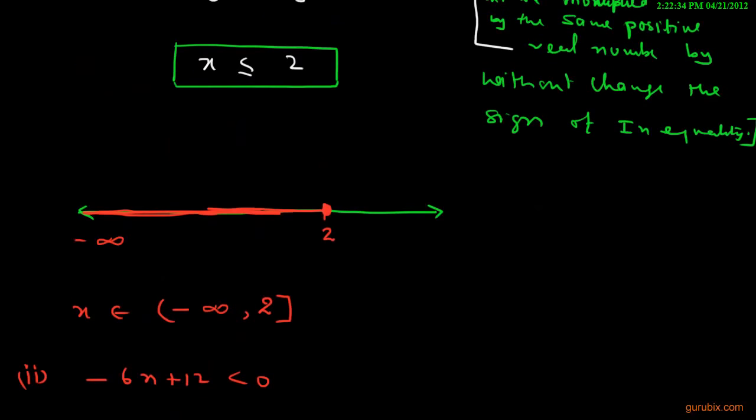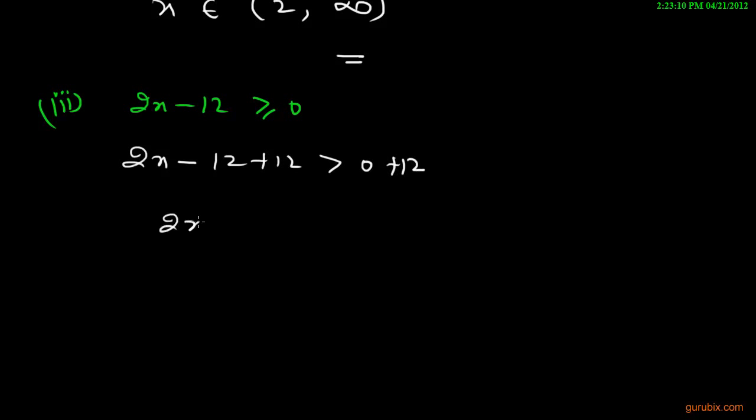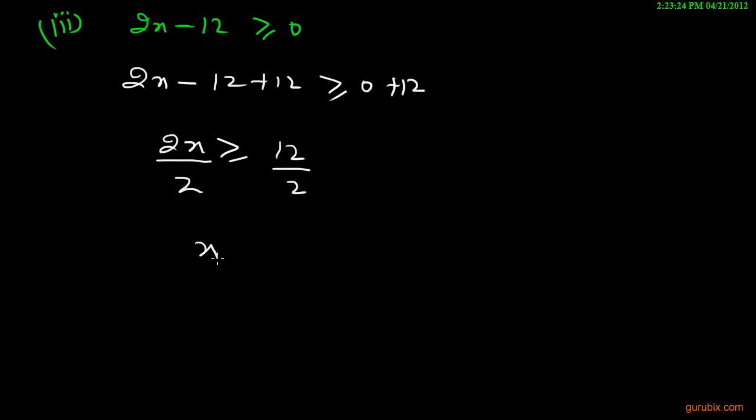In the third part we are given the inequation 2x minus 12 greater than or equal to 0, and we know that we can add the same number to both the sides of the given inequation. Then we can write 2x minus 12 plus 12, and here is 0 plus 12. Then it will be 2x greater than or equal to 12, and we can divide by the same positive number without changing the sign of inequality. Then it will be x is greater than or equal to 6.